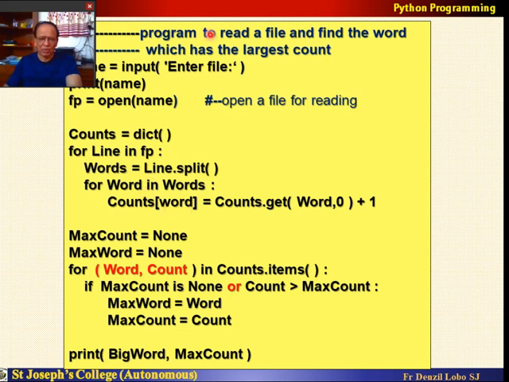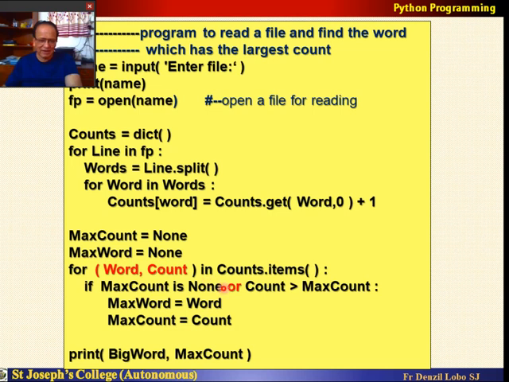Now, in this case, the program reads a file and finds the word which has the largest count. So I have created a dictionary here with all the words and their counts. Then I say max count and max word, which is the word and how many times it appears. Then from the counts items, I get the word and the count, because we already have in the dictionary counts the word and its corresponding count. Then if max count is None, that means it does not contain anything, or count is more than max count.